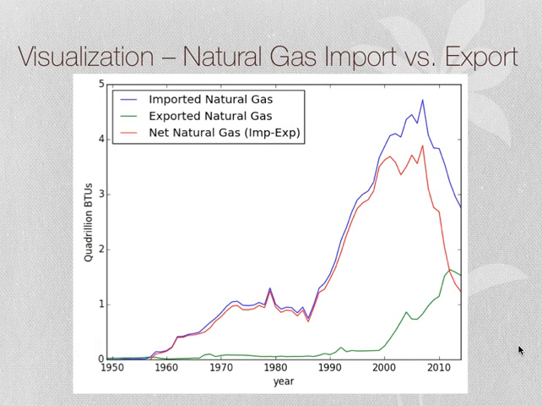Our second visualization looks at the amounts of natural gas both imported and exported into the United States, as well as the net, defined as imported minus the exported. Again, the peak year here is just before the 2008 recession. It's also important that we recognize the large net is reflective of the fact that the U.S. imports most of its fuel.